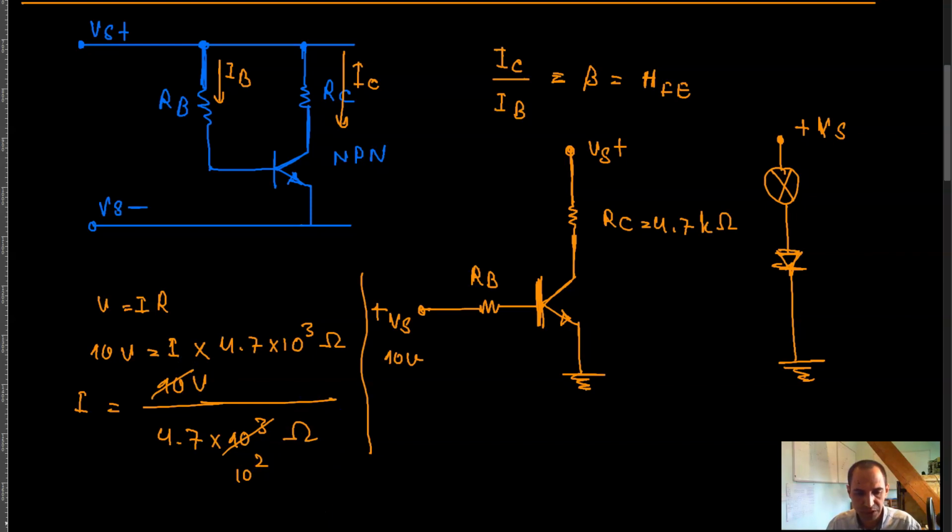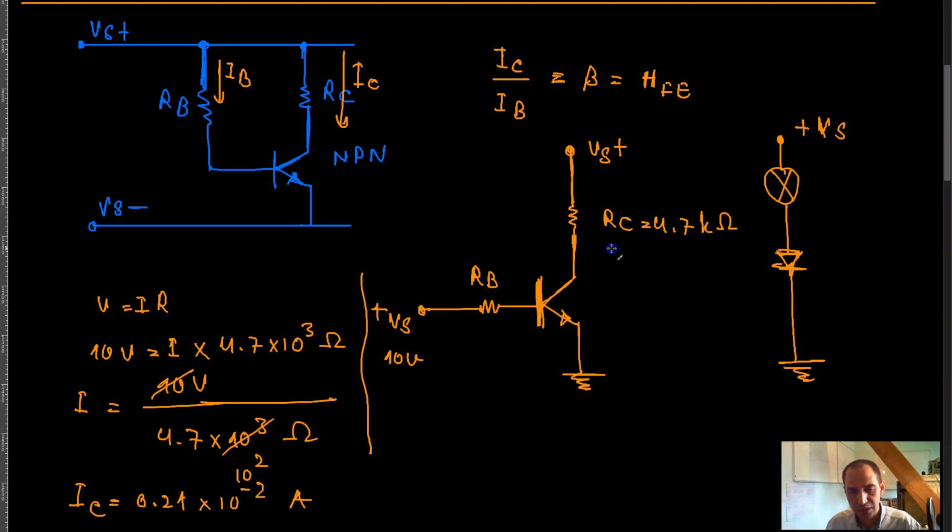1 over 4.7 is the same thing as 0.212765 and so on. So I'm going to take two significant figures. I'm going to take this as 0.21, and this goes to the numerator. This becomes 10 raised to the power negative 2. Volt by ohm is the same thing as amp. So that is I of C, right? That is I of C.